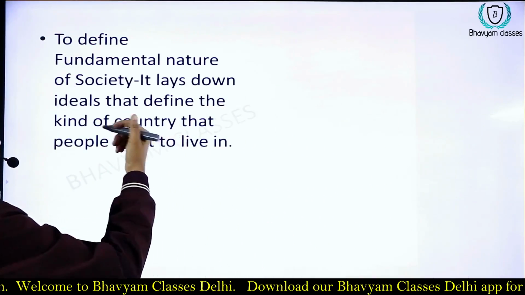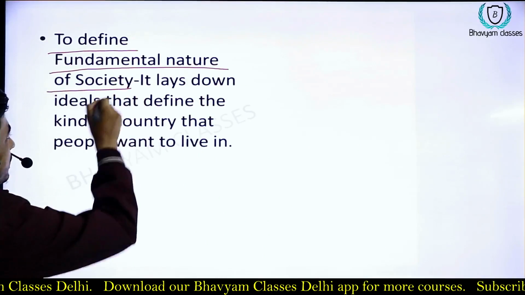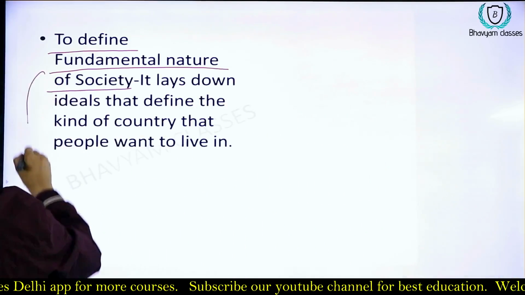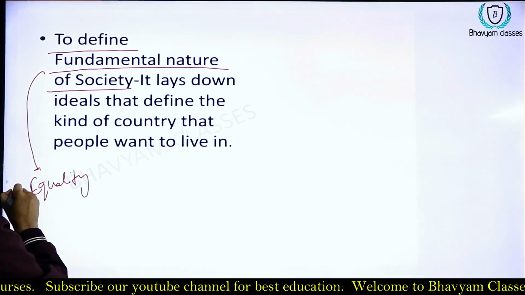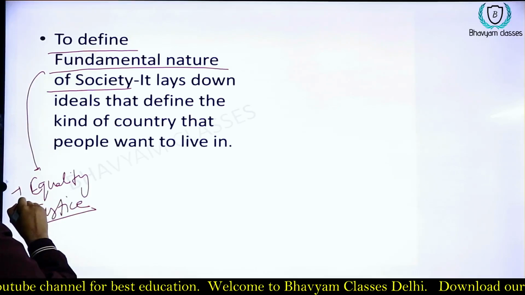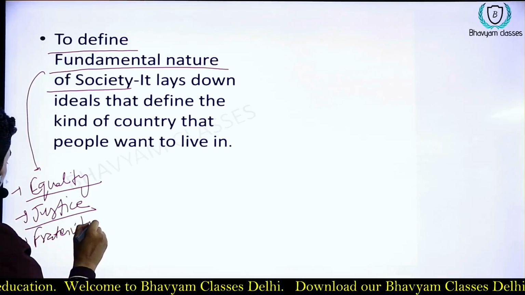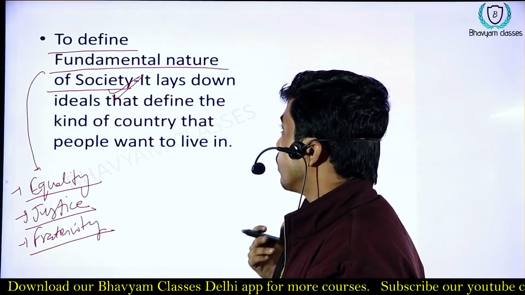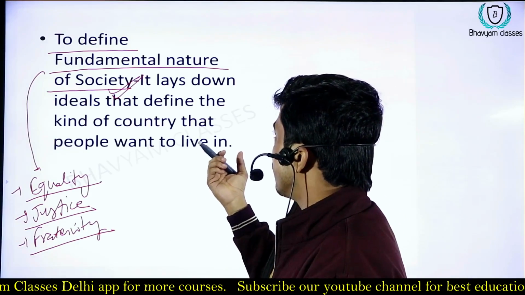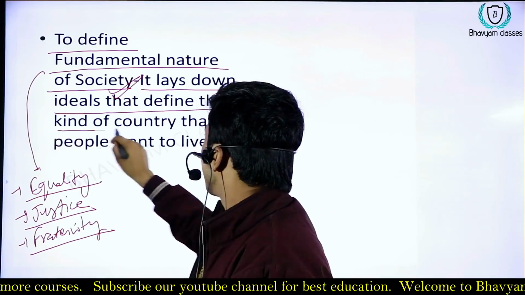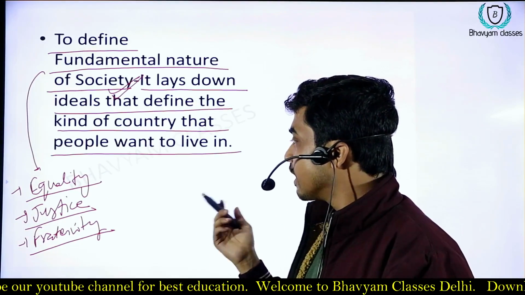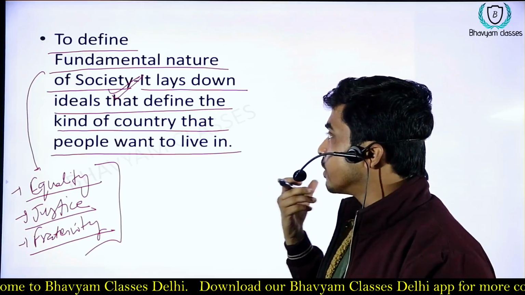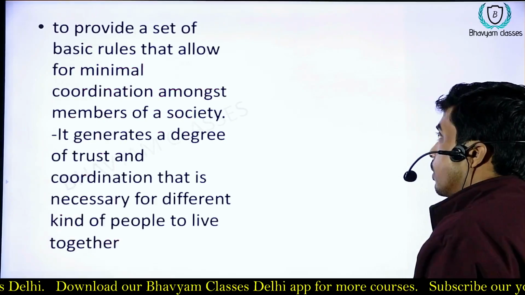The constitution also defines the fundamental nature of society. That means how a society should go, and what basic principles and values it should follow, like equality, justice and fraternity. All these ideas should be followed by the people of a country. That's how it guides society. What is the meaning of the fundamental nature of society? It lays down ideals that define the kind of country that people want to live in. It defines the basic ideas of how a country should be, and the aspirations of the people. So that's the whole idea about society.